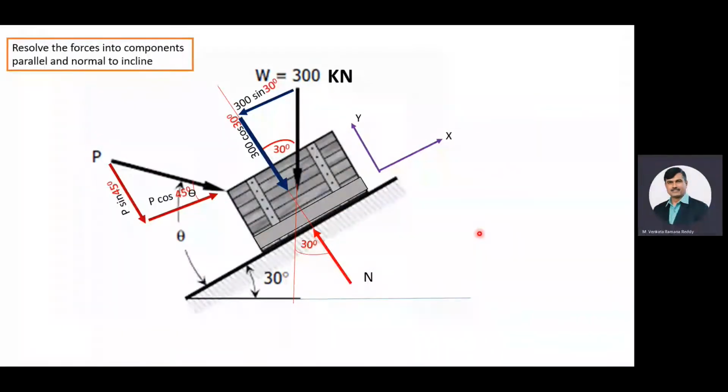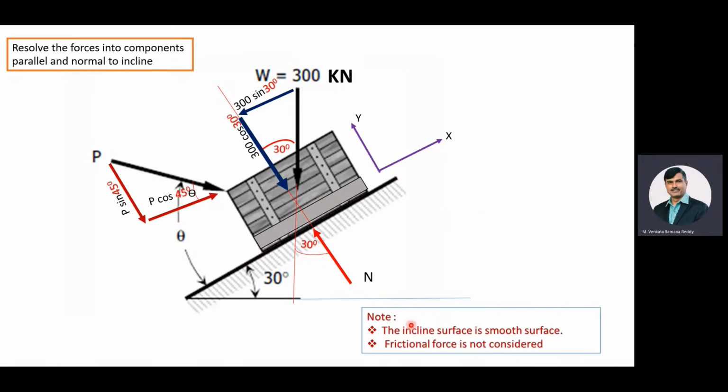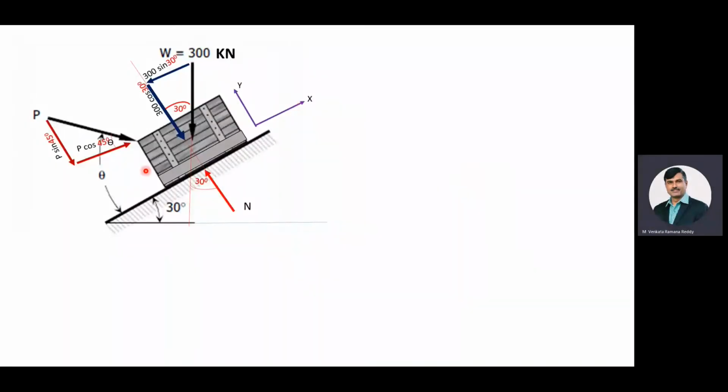Make a note. In the problem it is mentioned that the inclined surface is smooth. With that, we are not considering the frictional force between the box and the incline. Now we will consider the equilibrium of the box. Here we are considering the summation of the forces along the incline is equal to 0, that is sigma Fx is equal to 0, and the summation of the forces normal to the incline is equal to 0, that is sigma Fy is equal to 0.